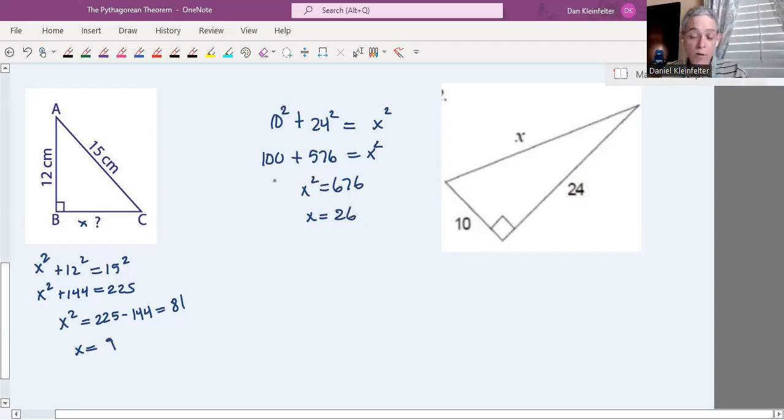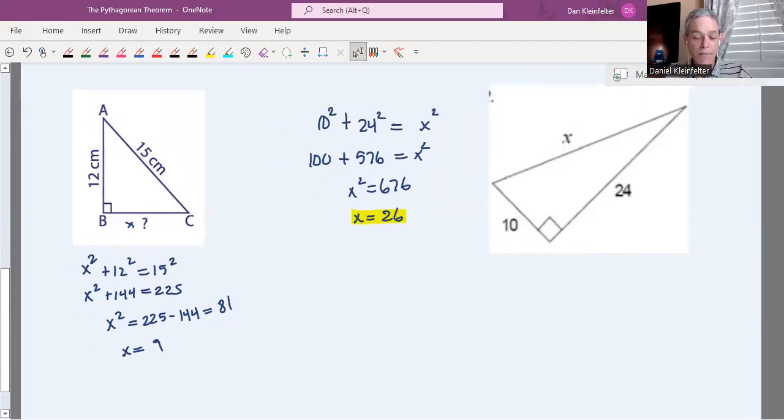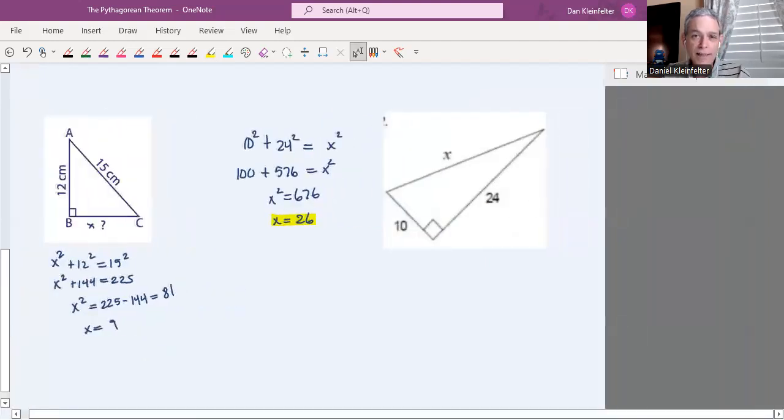Okay, by the way, as you're working through these, a quick check would be to make sure that in this case the hypotenuse has to be the longest side. So we'd better get an answer that's bigger than both 10 and 24. And in our previous example, we had gotten 9. That had better be smaller than 15. Hypotenuse, the side opposite the right angle, is always the longest side.